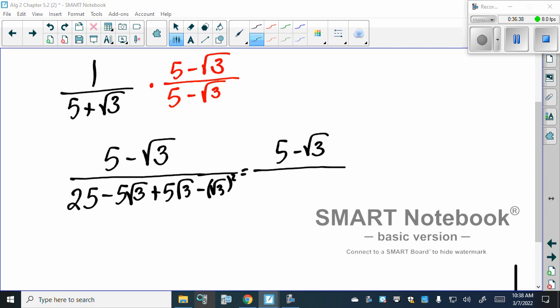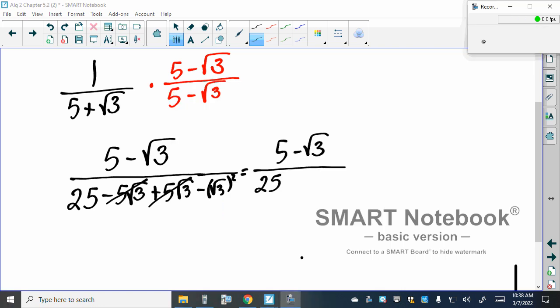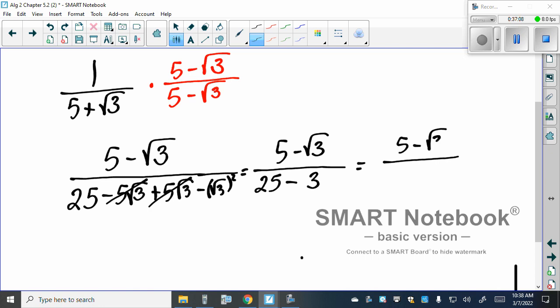Now, the negative 5 square root of 3 and 5 square root of 3 will actually cancel each other out, positive and negative. And we will have our 25. So we have 25 minus, well, the square root of 3 squared is just 3. 25 minus 3 is 22.